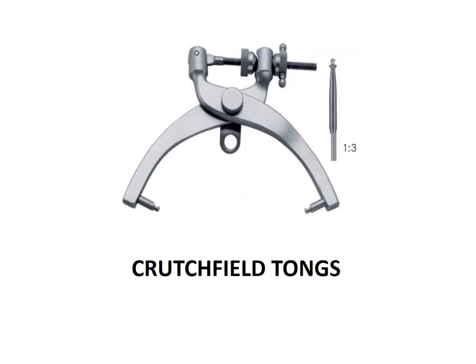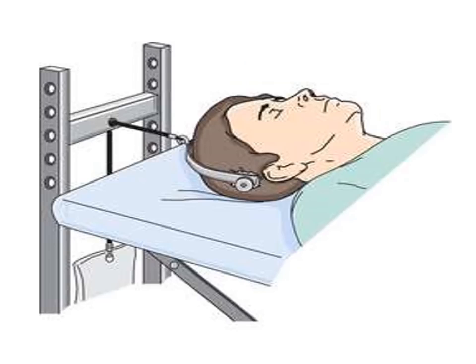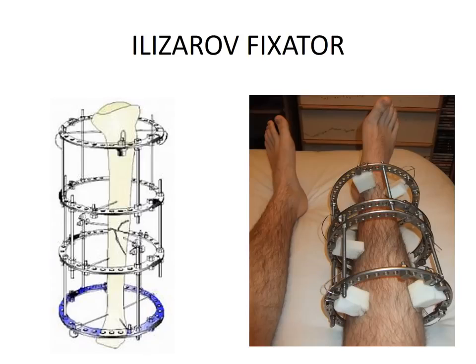Then we have an important traction instrument which I believe this year can be a question, Crutchfield tongs, which are applied in the skull for traction of cervical spine. Crutchfield tongs. Then we have an external fixator called an Ilizarov fixator, which is a ring fixator, which will hold the bone in a very stable position.